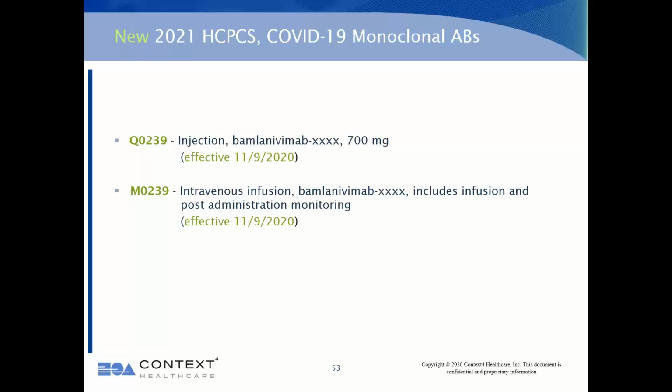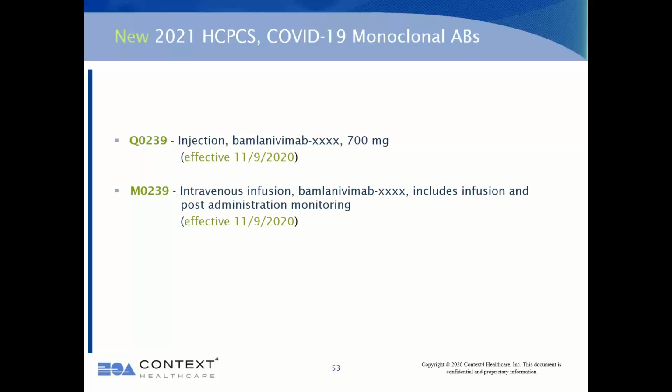2 new monoclonal antibody HCPCS codes for COVID-19 were added on November 9th, 2020, the date the FDA issued an emergency use authorization of this unapproved product, bamlanivimab. The EUA allows for the treatment of mild to moderate COVID-19 disease in adults and pediatric patients 12 years of age and older, weighing at least 40 kilograms, with positive results of direct SARS-2 COVID testing, and who are at high risk of progressing to severe COVID-19 and/or hospitalization.